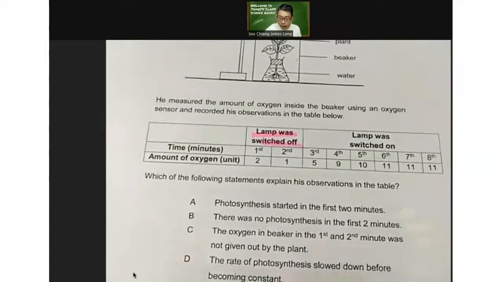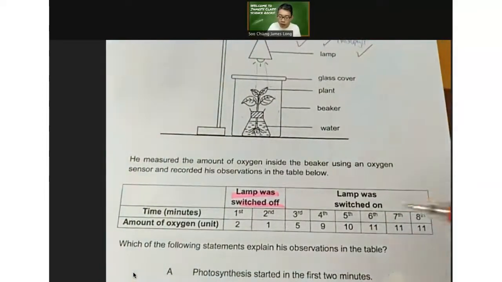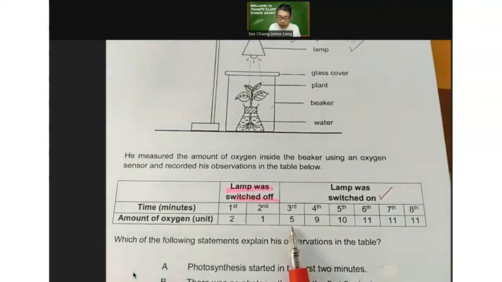So before you can even go on to this, try to understand the rest of the information in the table. Now, lamp was switched on, and we observe this: the number of oxygen bubbles started to increase. So here it actually decreased, from 2 to 1, and now it started to increase. From 1 to 5, 5 to 9 also increased, 9 to 10 is an increase but a slightly less increase, 10 to 11. Okay, finally, no more increase.